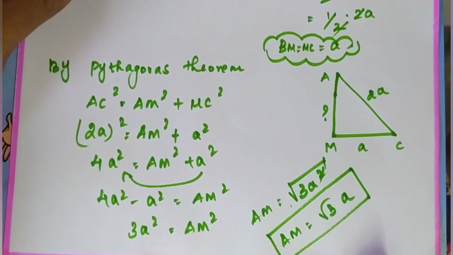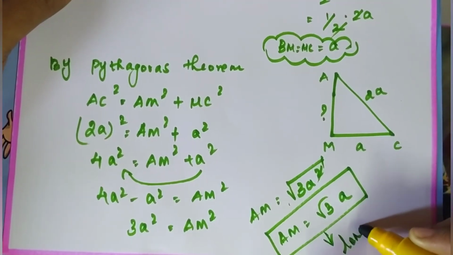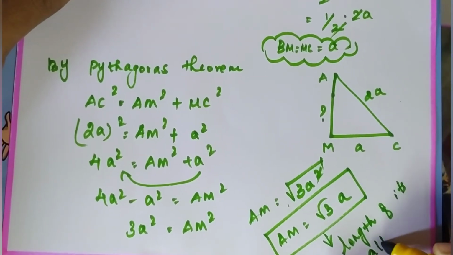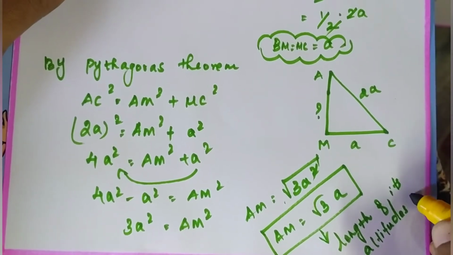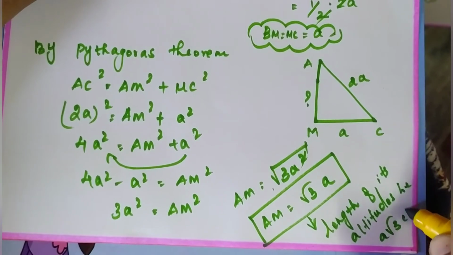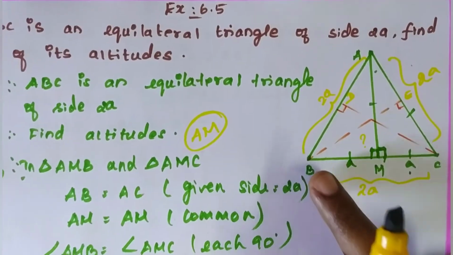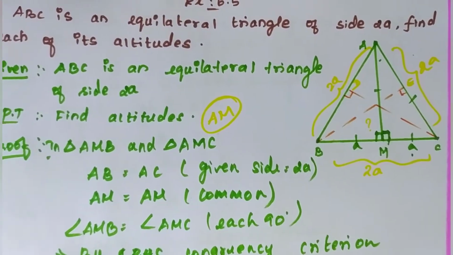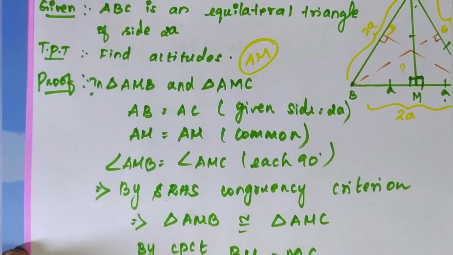Hence the length of its altitude will be A root 3 centimeters. All the altitudes, not only AM, BE, CD, all the altitudes will be root 3 A. Clear? Thank you.